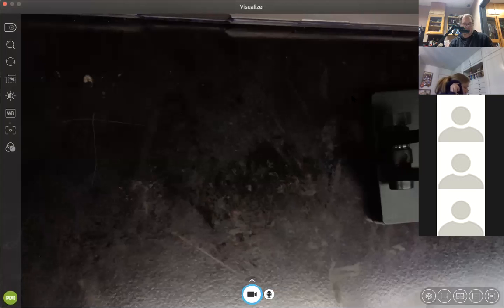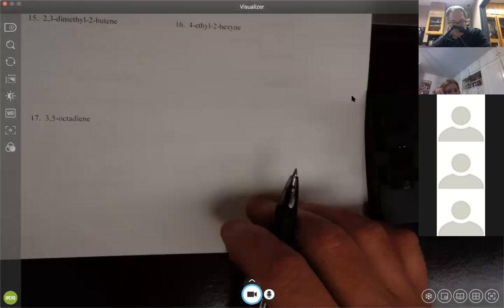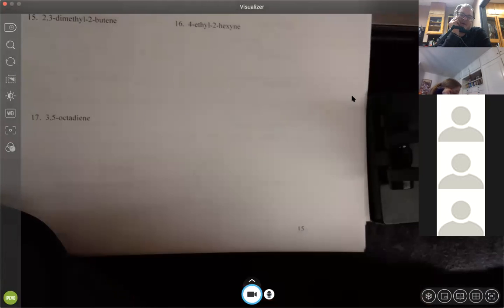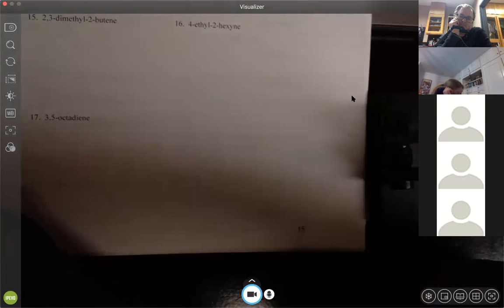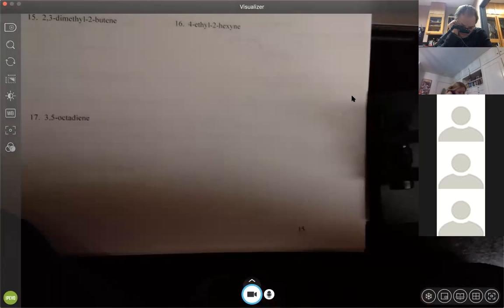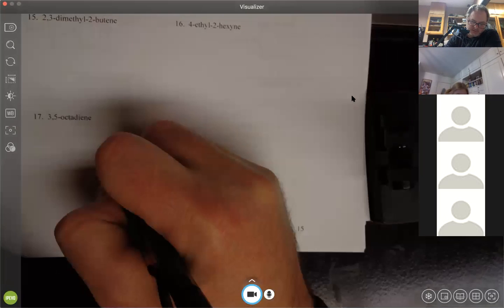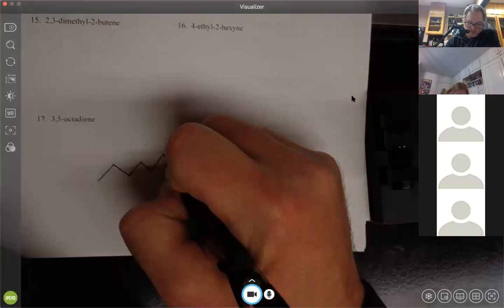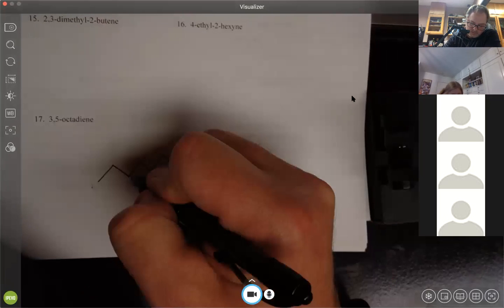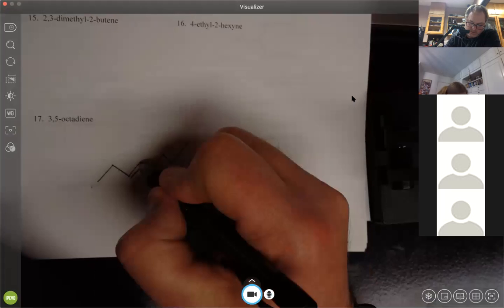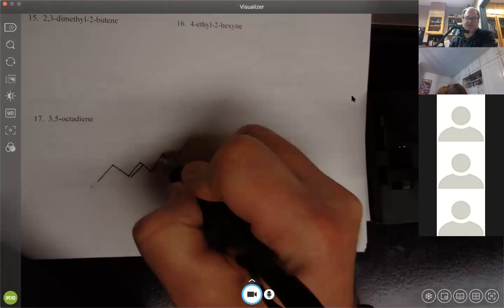Those look fun. Let's take a look here. Tell me what you think about this one. What's going on here? 3,5-octadiene. There are 2 double bonds. Yeah, right. 1, 2, 3, 4, 5, 6, 7, 8. 1, 2, 3, 4. 1, 2, 3, 4, 5. Octadiene.